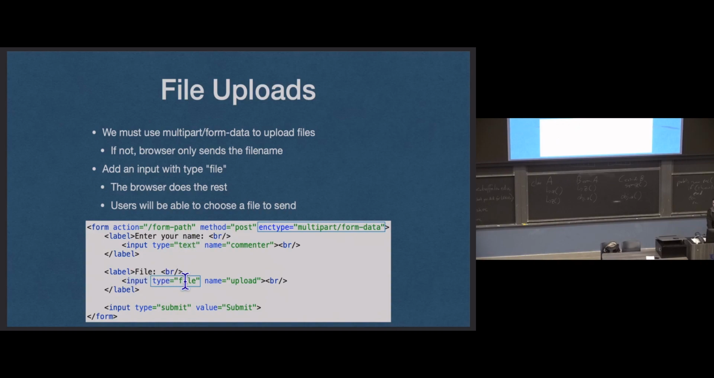We're going to change the type to file. Done. That's it. Now we support file uploads on the front end. Most of the work is going to be on the back end, parsing these multipart requests. But on the front end, we change type to file, and that's it.